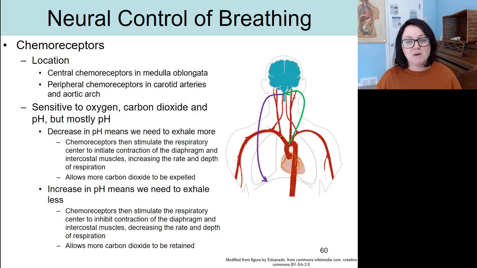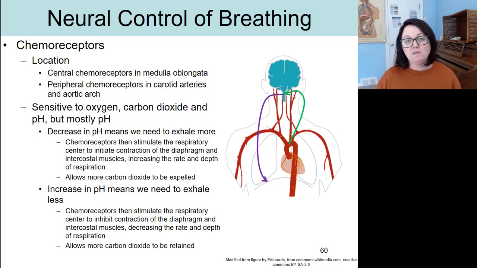So these chemoreceptors, when they detect this drop in pH, they stimulate the respiratory center in the brainstem to initiate contraction of the diaphragm and contraction of the intercostals, increasing the rate and depth of breathing, allowing more carbon dioxide to be expelled. Once we get rid of that CO2, the pH can go up a little bit, back to normal.